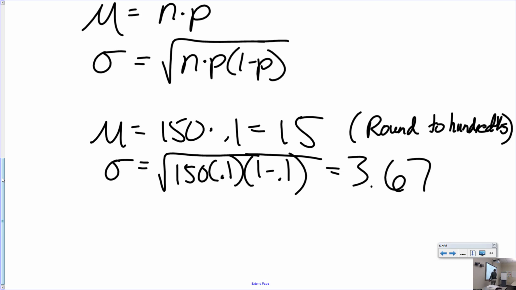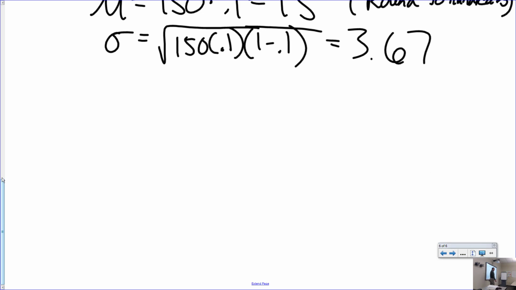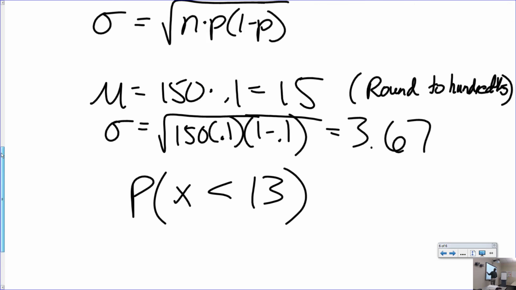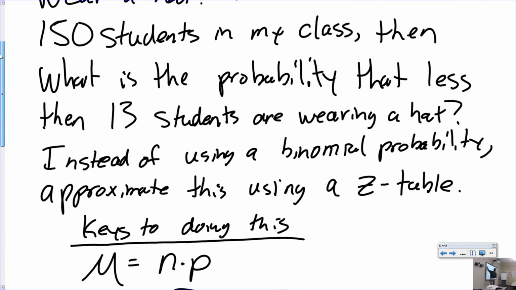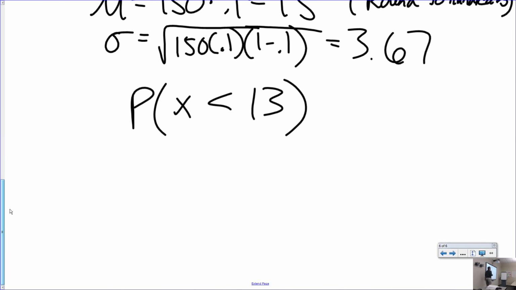And so now, we do this problem just like we were doing our chapter 5 stuff, or our chapter 6 stuff. I am looking for the probability that x is less than 13. I said less than 13, right? All right, now, here's where it starts to get a little bit funky, okay? No, it's going to be easier than that. It's even easier than that.